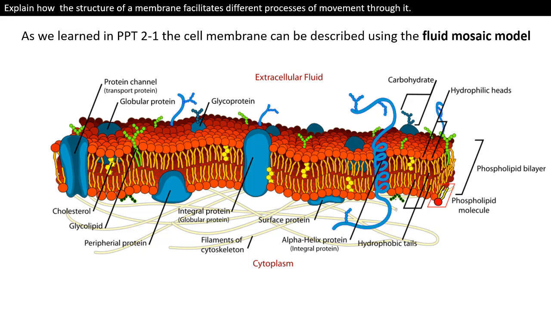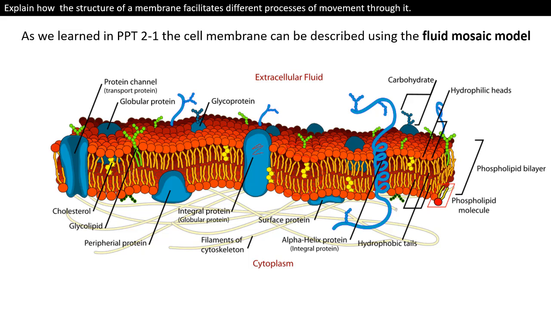Next, we have to explain how the structure of a membrane facilitates different processes of movement through it. So here we go, a bit of revision of the structure of the membrane. We've got all of these phospholipids here. So the phospholipids are really important as a barrier. They don't look like much. They're not very strong. You can poke a hole in them easily enough, but they stop things getting through. And I'll talk about that in a moment.